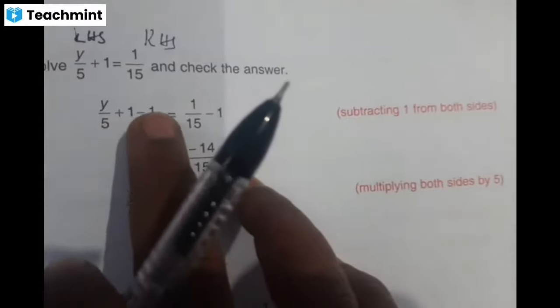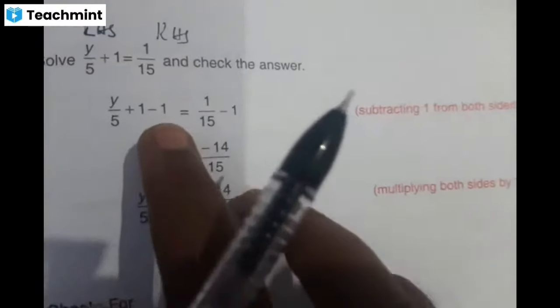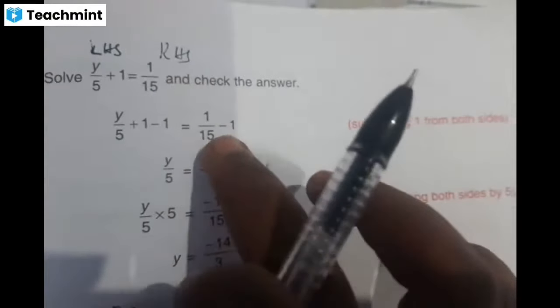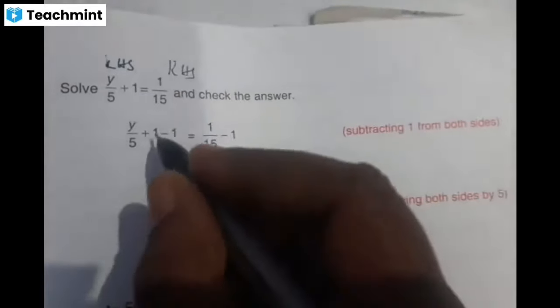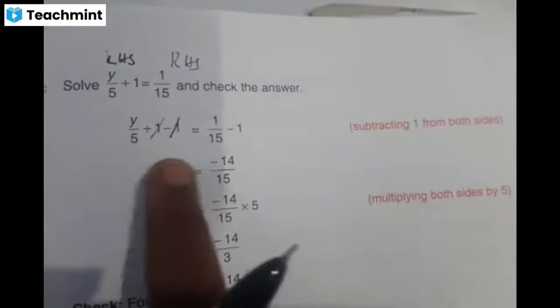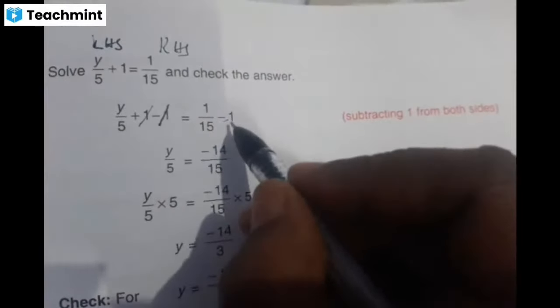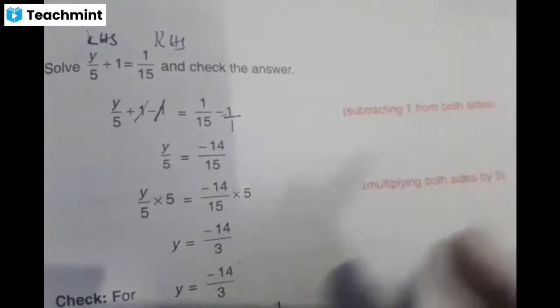Plus 1 minus 1, so we get a 0. When I have added minus 1 in the left hand side, I have to take the right hand side as it is, as well as subtract minus 1 again. In the left hand side, plus 1 and minus 1 get cancelled. You are left with y by 5 is equal to 1 by 15 minus 1.